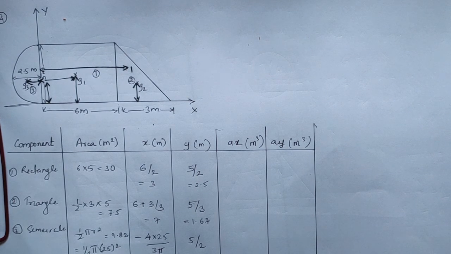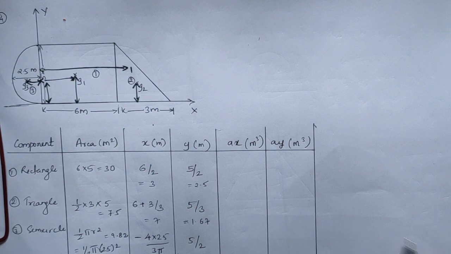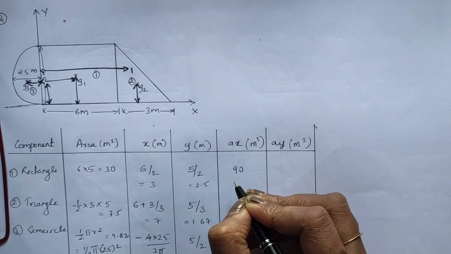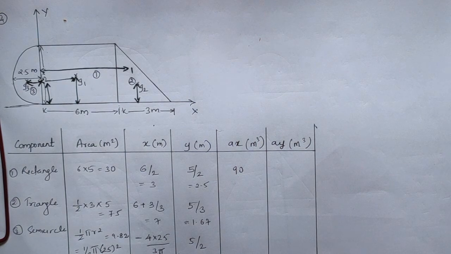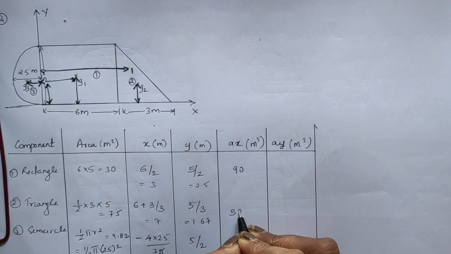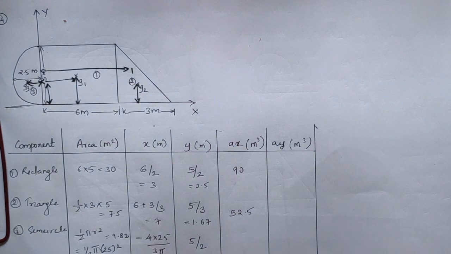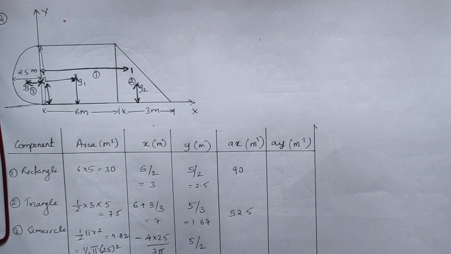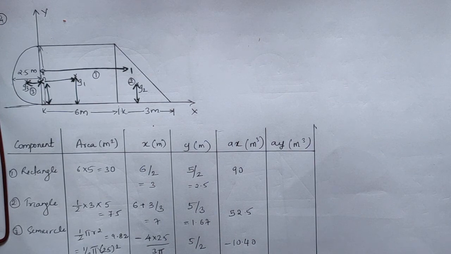Okay, so when you have here, you have to multiply first 30 into 3, obviously it is 90, and then you have to multiply 7.5 into 7, and you know the answer is 52.5. Then you need to multiply 9.82 into 1.06, but it is negative. Okay, so you have to write negative 10.40. I want all of you to check the answers whether it's correct.